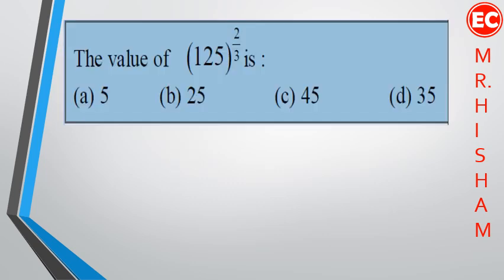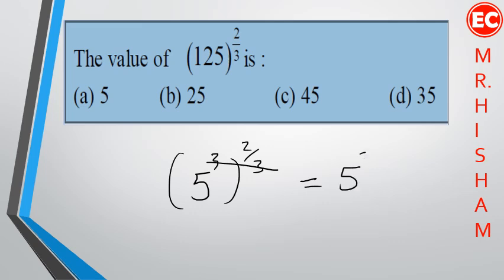125 power 2 over 3, which is 5 power 3, power 2 over 3. Multiply the power, it's 5 power 2, which is equal to 25.